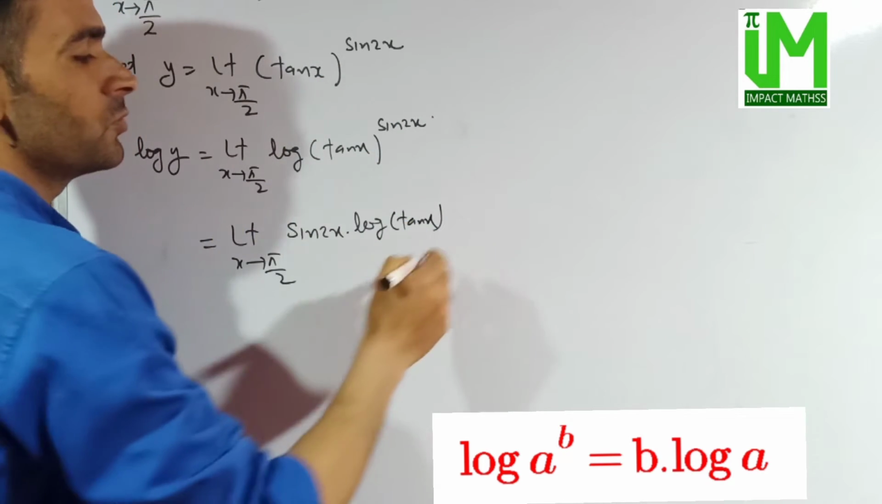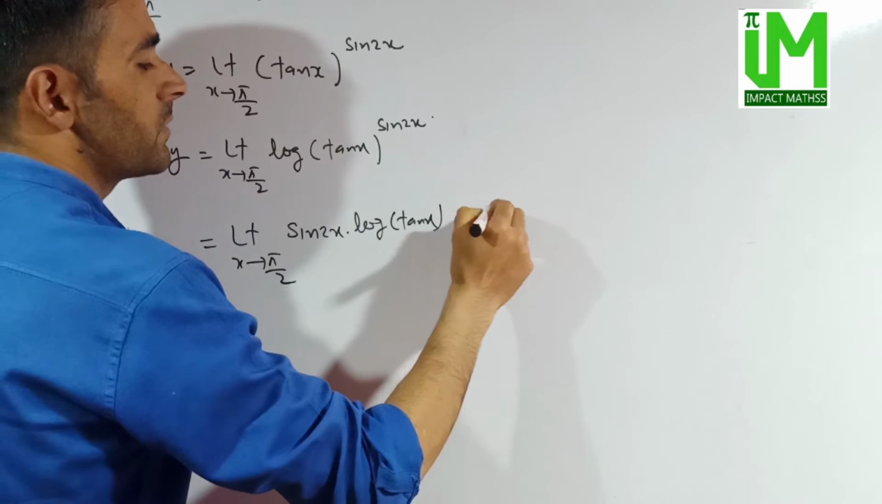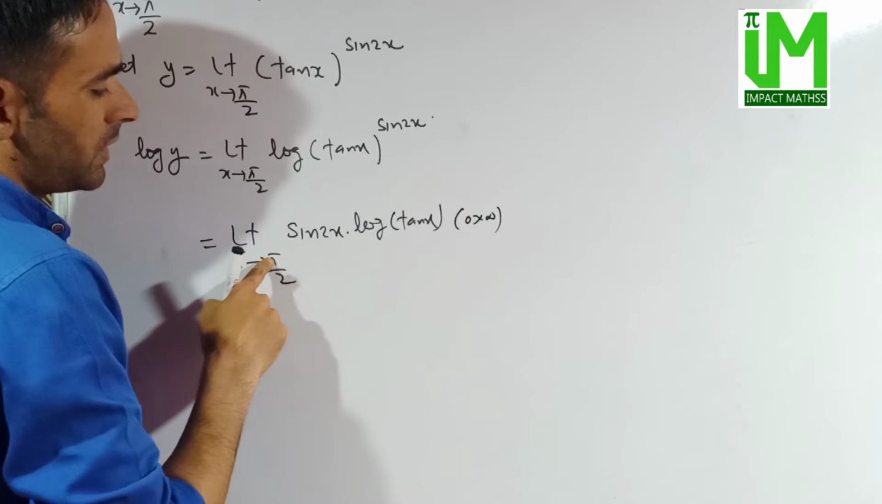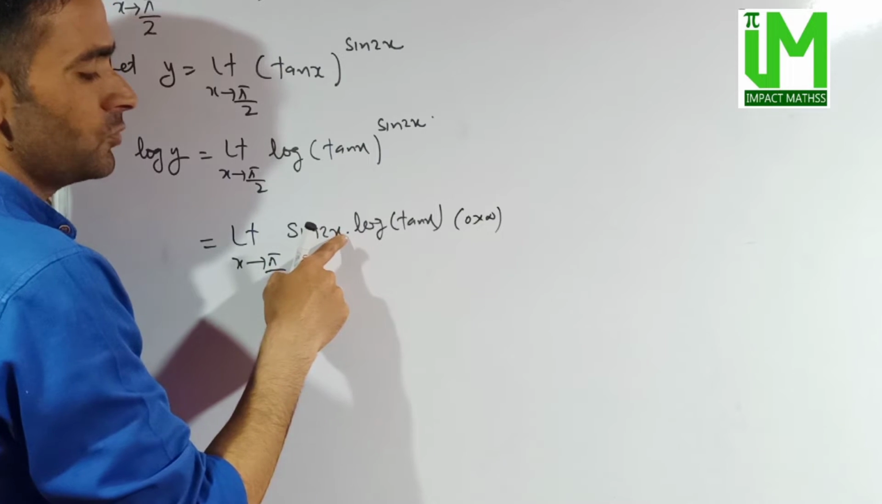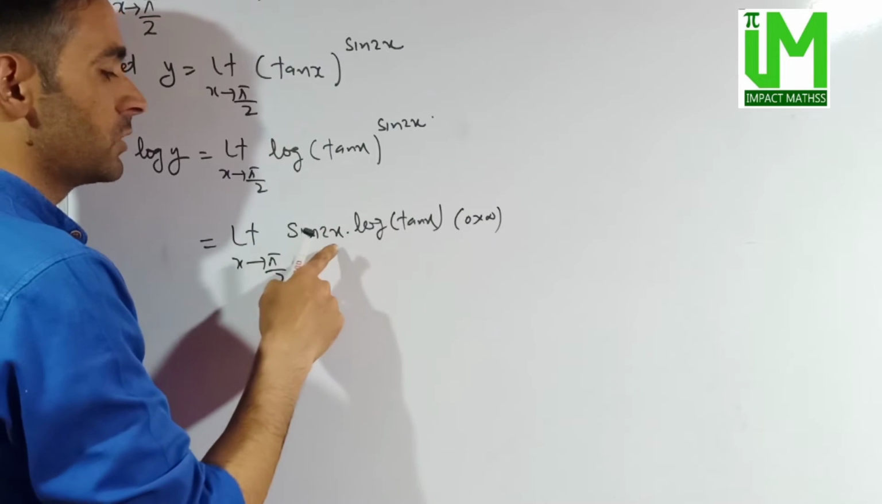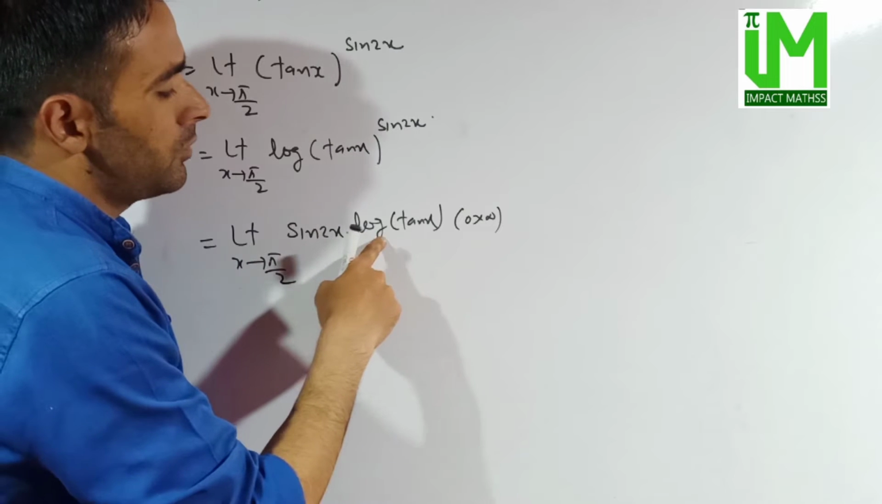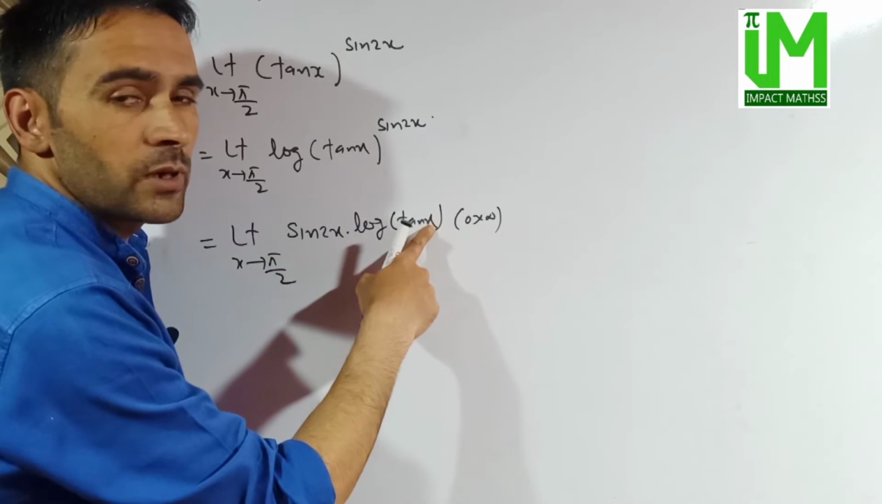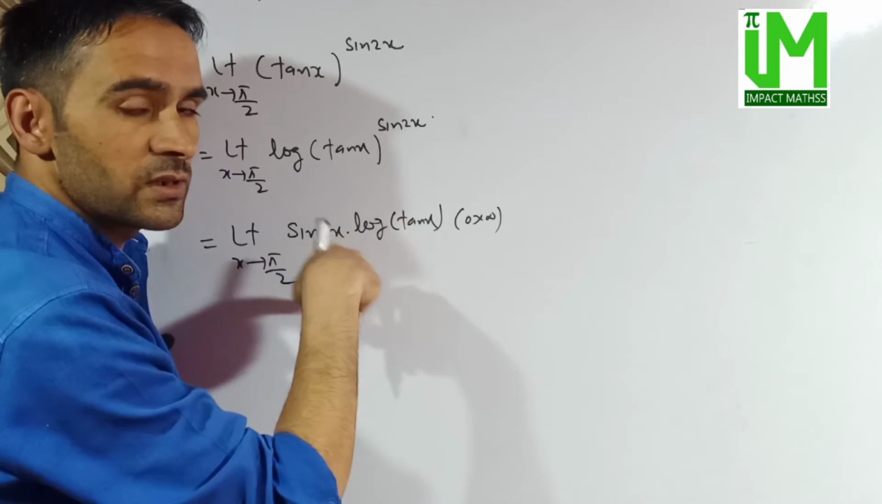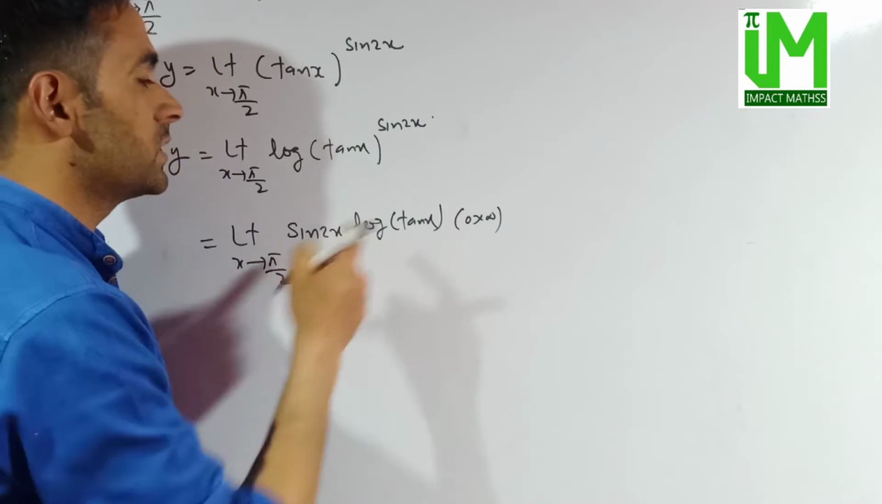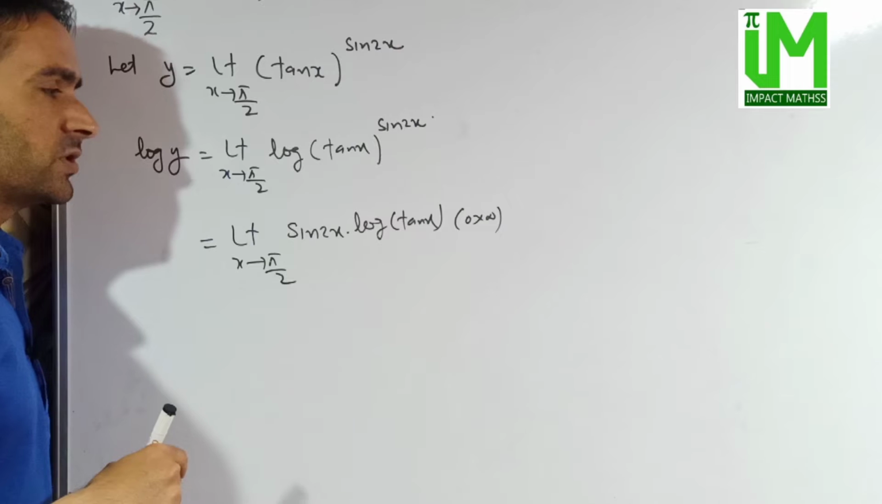Now this is reduced to 0 into infinity type, because we know sine pi, when x का value pi by 2, so sine 2 into pi by 2, so pi 2 से 2 cancel होगा, so it will be sine pi, and log of tan pi by 2, tan pi by 2 is infinity, so this will be still log of infinity, and that is again infinity. So this is reduced to 0 into infinity type.